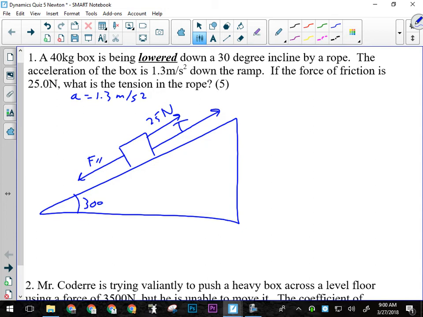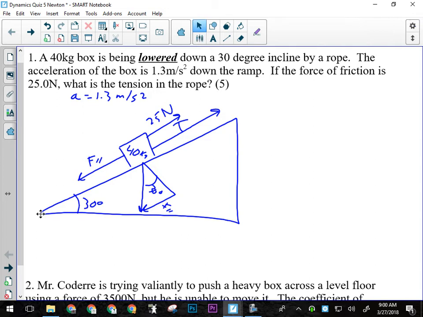So first thing we've got to do is find what our F parallel is. We've got a 40 kilogram box here, so we can figure out what our force of gravity is, and then get our F parallel, which would be this side. We don't need the normal force in this question because they told us what friction was, so we don't have to calculate it. Give them a mark if they've got a free body diagram that looks something like that. It's kind of their givens.